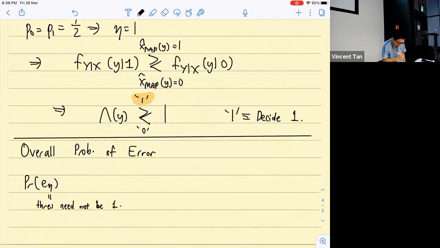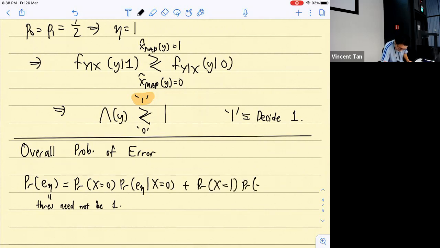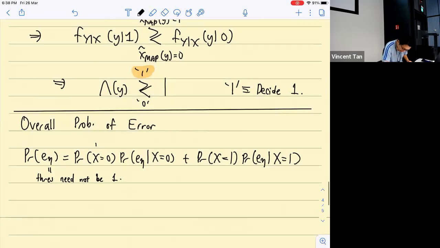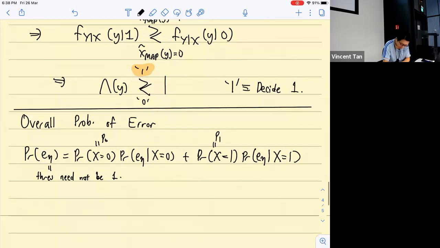Okay, we may not be in the maximum likelihood scenario. Now, by Bayes' rule, the average probability of error is nothing but the probability of x equal to 0 times the probability of making an error given x equals 0, plus the probability of x equal to 1 times the probability of making an error conditional on x equals 1. So this can be written as P0 and P1. These things have names, and let me talk about this now.